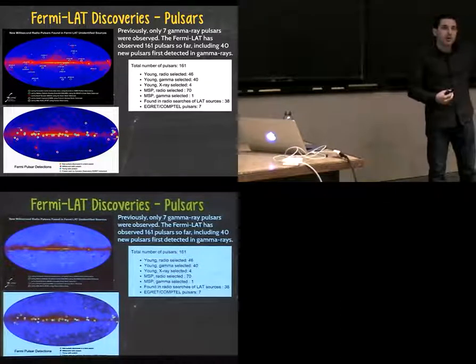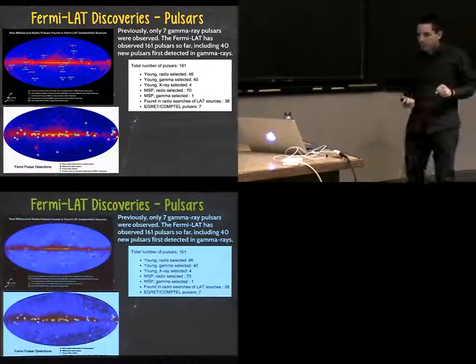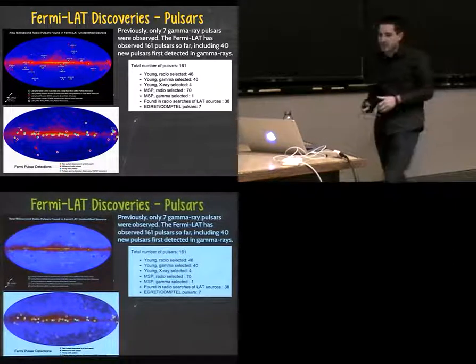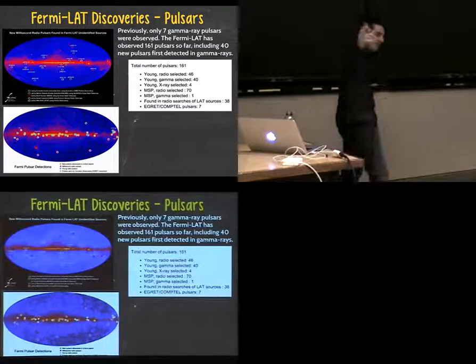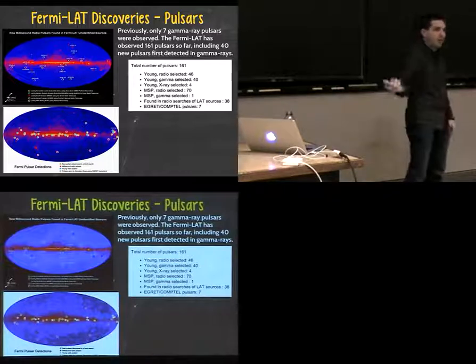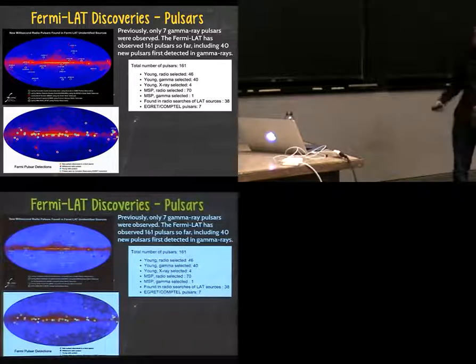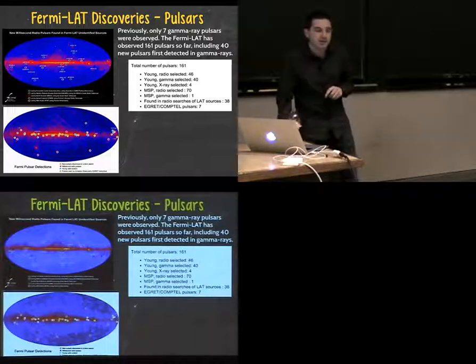So for looking for pulsars or pulsating neutron stars, there were 7 detected in gamma rays. I pulled this off yesterday. There are now 161 detected by the Fermilab. And for the first time, we're actually finding pulsars in gamma rays before they were ever found in radio, which is how most observations used to happen. So among young pulsars, we now found 40 that were never found in radio until gamma ray observations told us where to look and what to find.